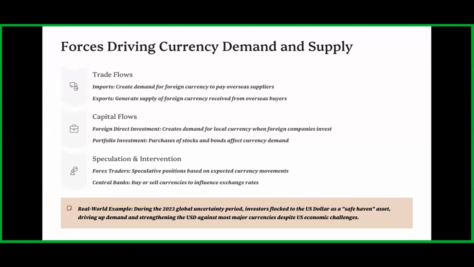Then the portfolio investments: the purchase of stocks and bonds affects the currency demand. Whenever we purchase stocks and bonds, that creates demand and supply for the foreign currency. If I purchase any foreign stocks, first I need to convert my rupees into dollars and then I make the payments. So portfolio investment also creates demand and supply for any particular currency.